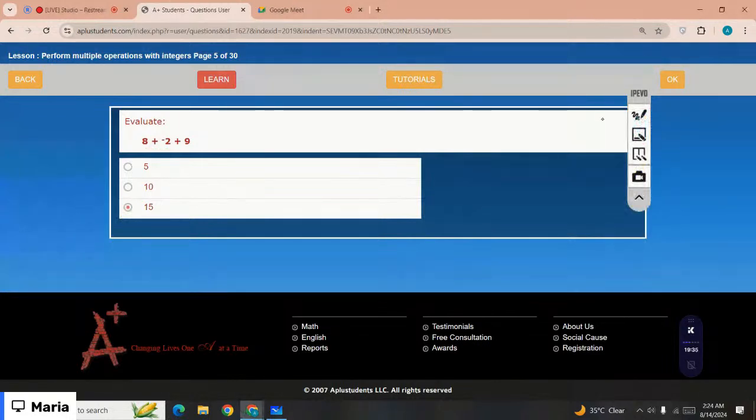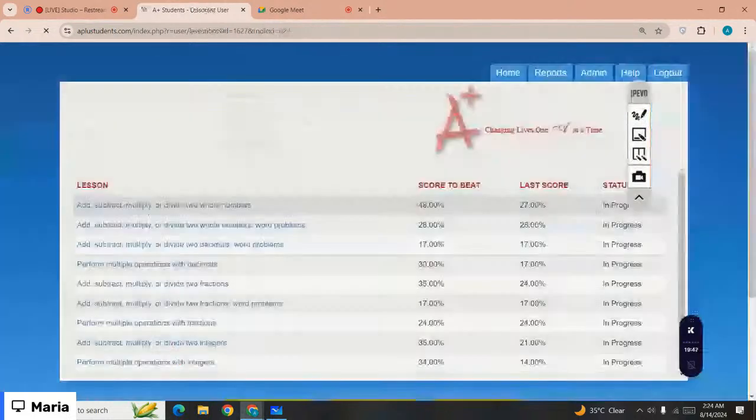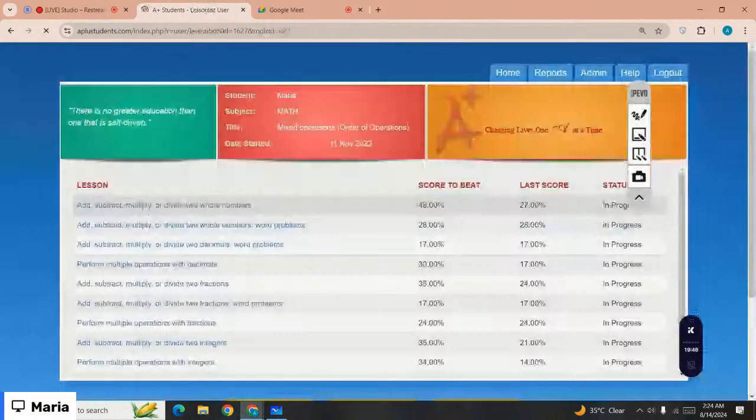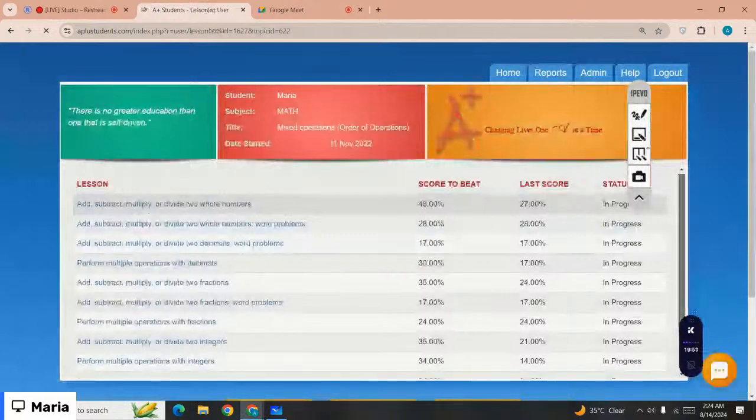So right now we are on grade 6 math, right? There is something wrong with the lesson name. I don't know how to fix it. I tried so many times, but I can't. So right now we are on grade 6 math. Okay, so you can complete the lesson by yourself later today.